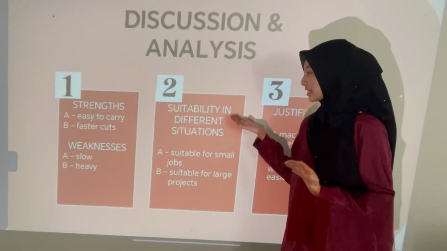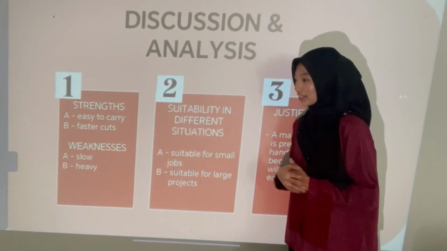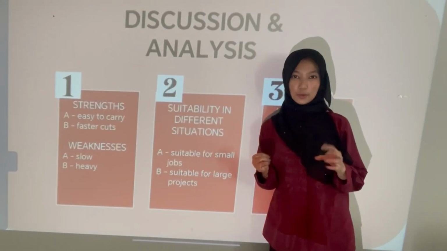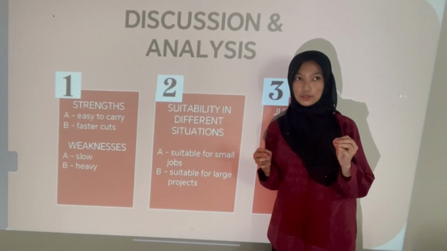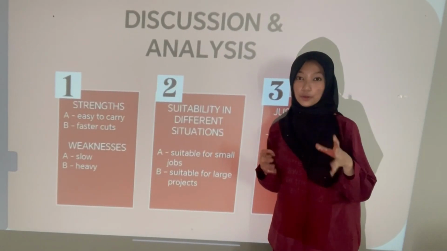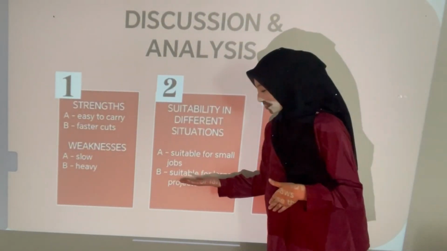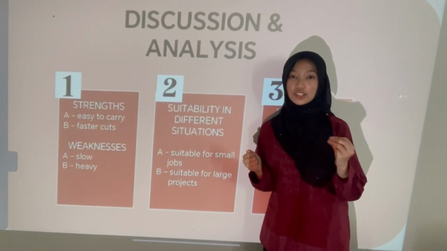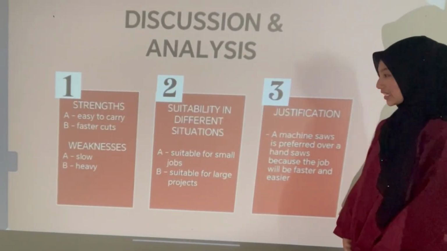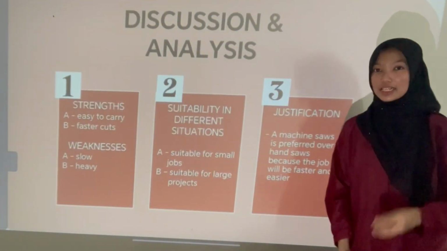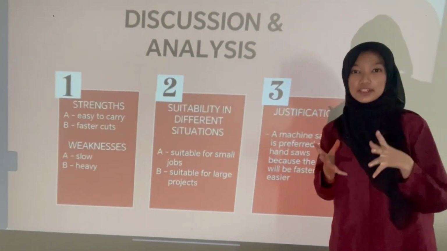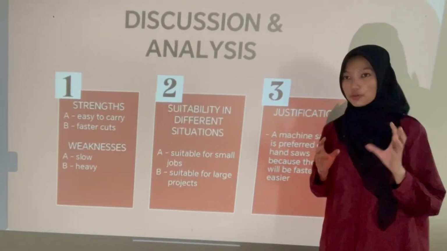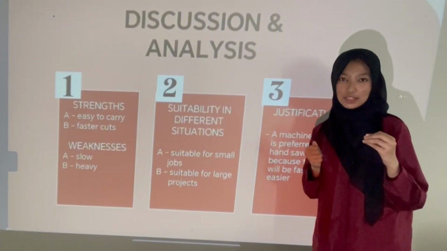Secondly, suitability in different situations. Product A is suitable for small jobs, for example one or two cuts of wood at home. Next, product B is suitable for large projects, such as a construction project. Finally, the justification. The machine saw is better than the hand saw because the job will be completed faster.